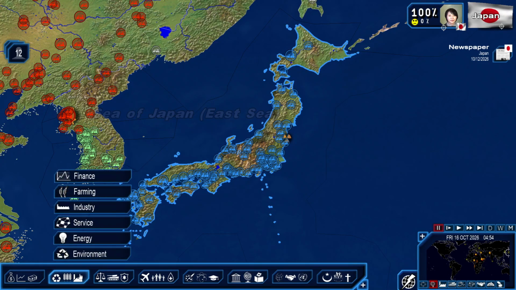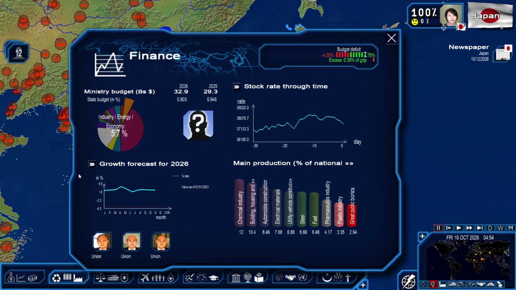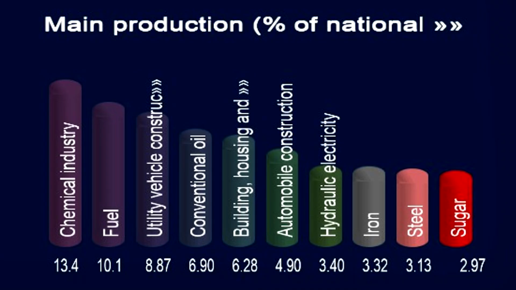Going on. A reciprocal commercial contract is much like a trade contract, but extends to the largest sectors in both economies. To find out what these are, go to Finance and refer to the bar graph on the bottom right. This is main production, which shows the economic sectors that drive your economy. It also serves as a way to find out what you should export first if needed. For example, as Brazil, chemicals, fuel, utility vehicles, commercial oil, building, housing, and roadway, automobiles, hydraulic electricity, iron, steel, and sugar all serve as the sectors that have the most effect on the economy at this moment.